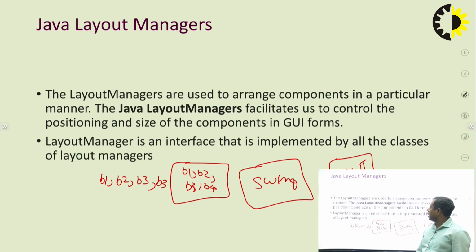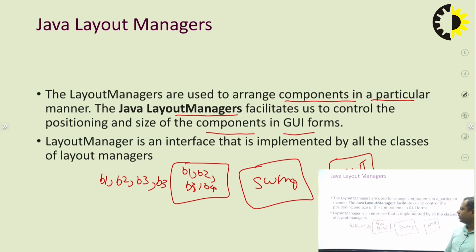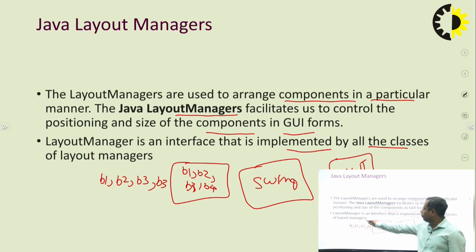Java Layout Managers are used to arrange components in a particular manner. That means many components are created using AWT and Swing, and if you want to apply layouts to those components, we will use layout managers. Java Layout Managers facilitate us to control the positioning and size of the components in GUI forms, graphical user interface forms. Layout manager is an interface that is implemented by all the classes of layout managers.